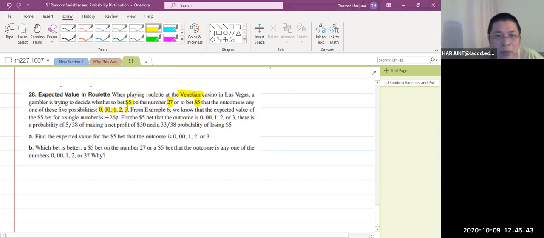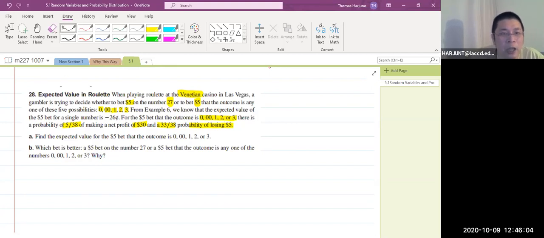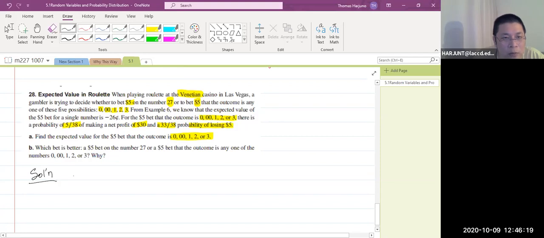From example 6, we know the expected value is this. For a $5 bet on that outcome, there is a probability of this one with this profit, and this one with this probability of losing. Okay. And then part A, find the expected value for a $5 bet on that outcome. Let's see first the solution for part A.